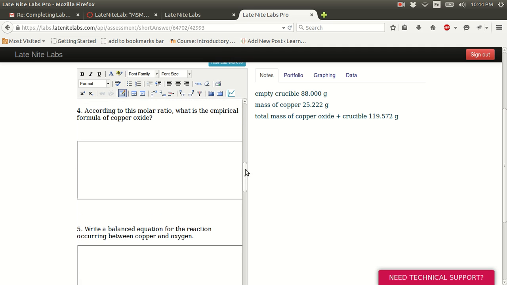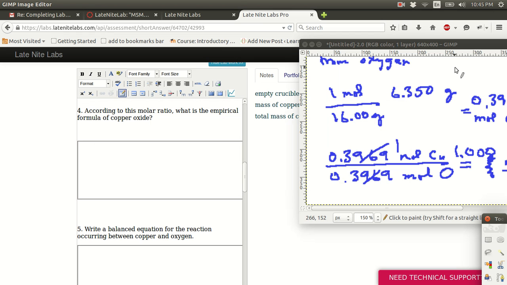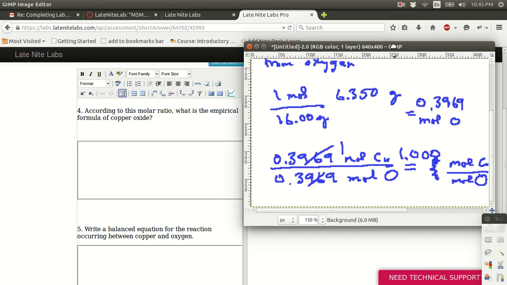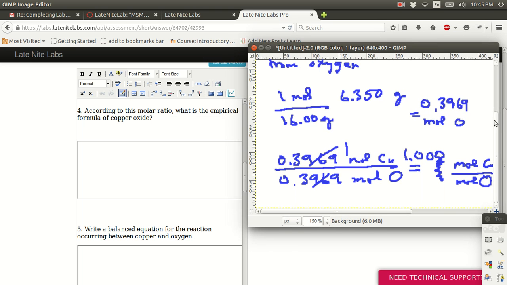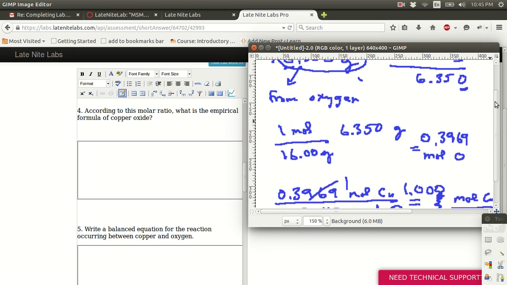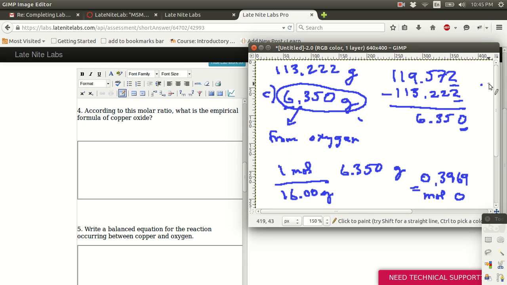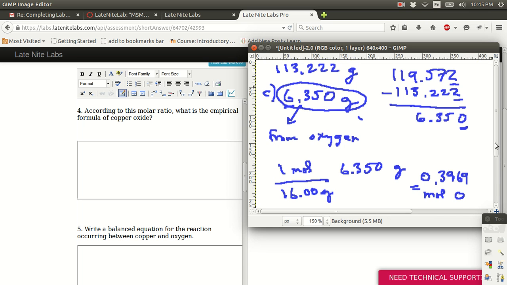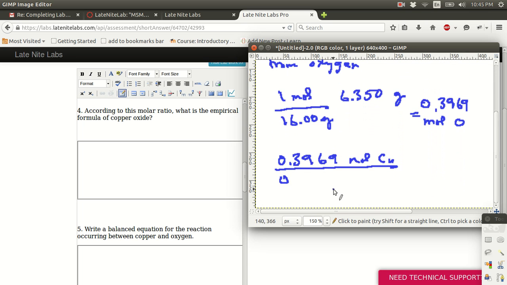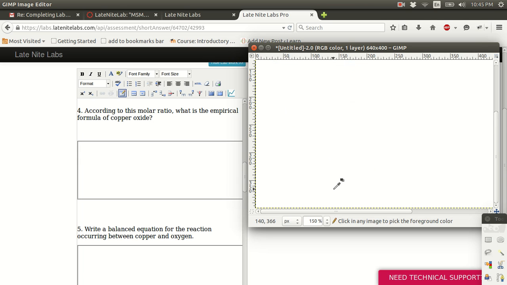Okay, now according to the molar ratio, what is the empirical formula of copper oxide? There is a little web page from some online textbook or chemistry website, a web resource in your lecture course material that shows how to calculate the empirical formula of something. I'm just going to do that for you here.